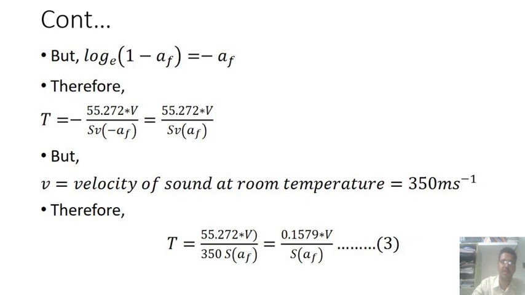Calculating all these values, we get 55.272 V by S of AF. But the velocity of sound at room temperature is 350 meters per second. Therefore the V value becomes 350 meters per second. Calculating these values with 350, we get 0.1575 of AF.